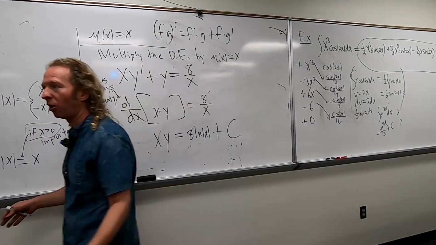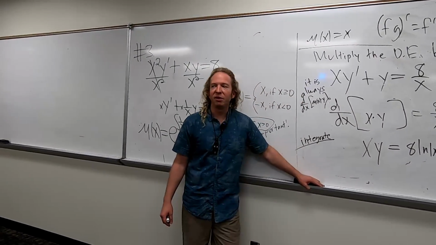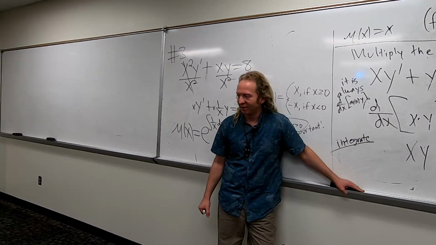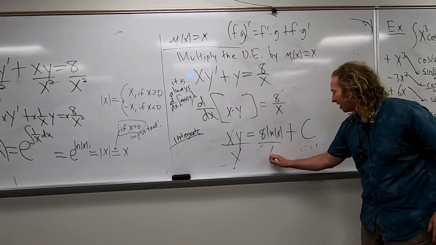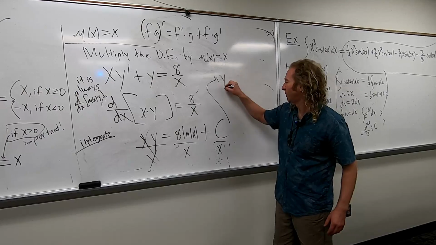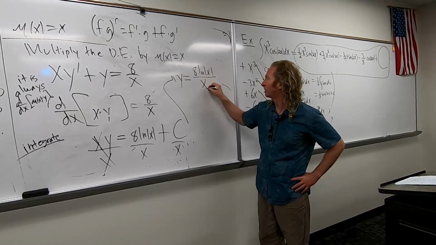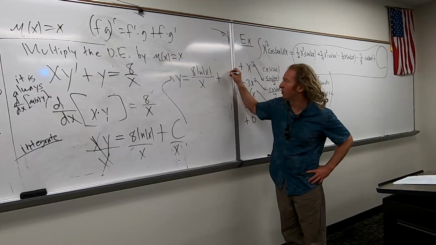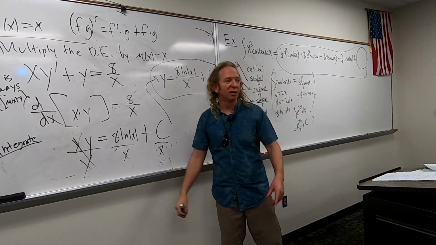Almost done, right? We're almost done. Last thing to do to solve for y would be what in this case? Divide by x, yeah. So most of these are explicit. I'm going to divide each piece by x because that'll be beneficial for the homework. So it'll be 8 ln x over x plus c over x. Boom. That's the solution. Yes?